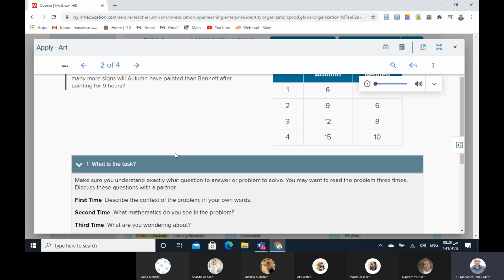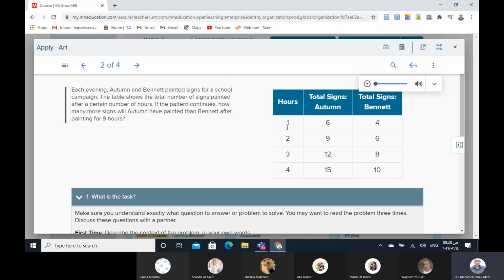First, describe the context of the problem. Who can tell me what is the relationship between the first column and the second column? And who can tell me what is the equation here?